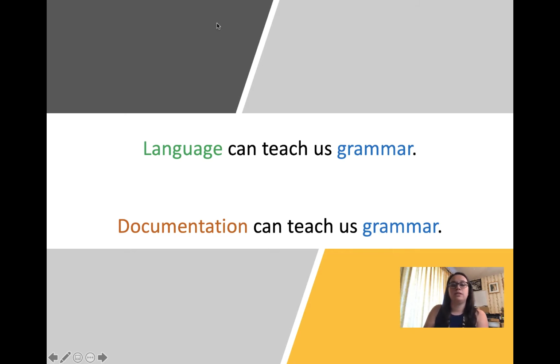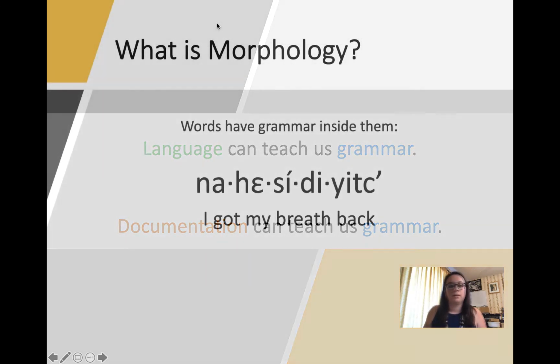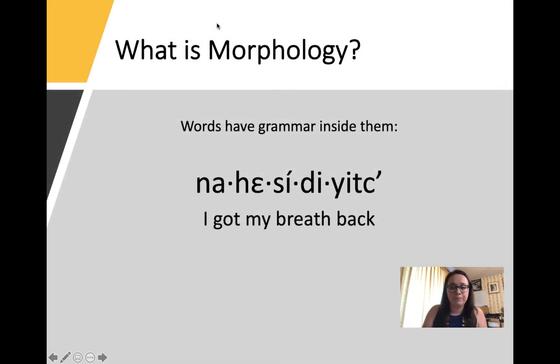So language can teach us grammar. A lot of times when we think of the word grammar, we think of going to grammar school and learning how to write and read. However, we're learning language from the time we're little and even before that, before we're born. Everything that we're hearing, we're learning the grammar of our language. And documentation, for those of us who haven't been able to hear the language, is really important in teaching us grammar too. So words have grammar inside them.